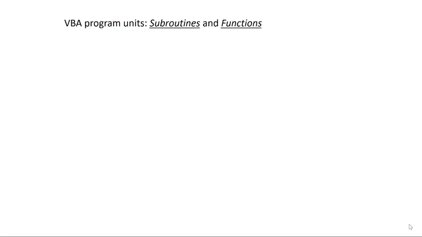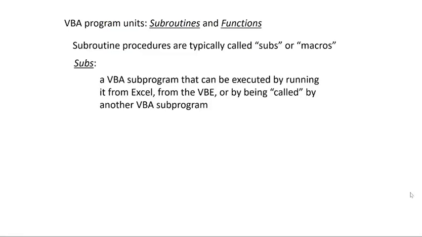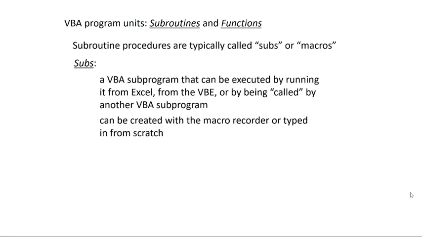In this screencast, I'm going to explain the difference between the two procedures that are inherent in Visual Basic, subroutines and functions. Subs can be executed by running them from Excel, straight from the Developer tab, or you can associate a button with the different subs. You can also run them from the Visual Basic editor, or they can be called by another VBA subprogram. Subs can be created with the macro recorder, or you can type them in from scratch.